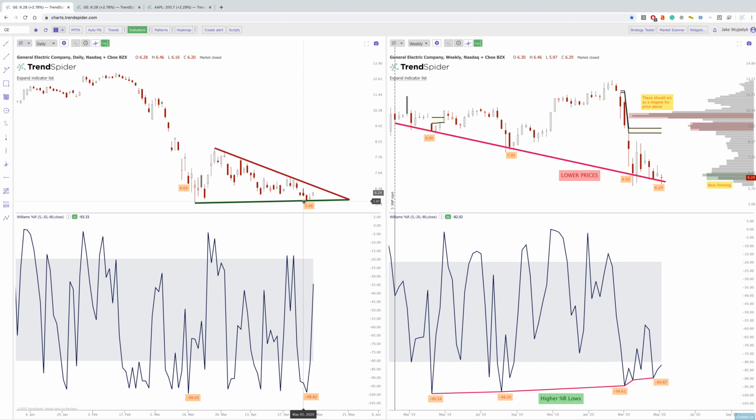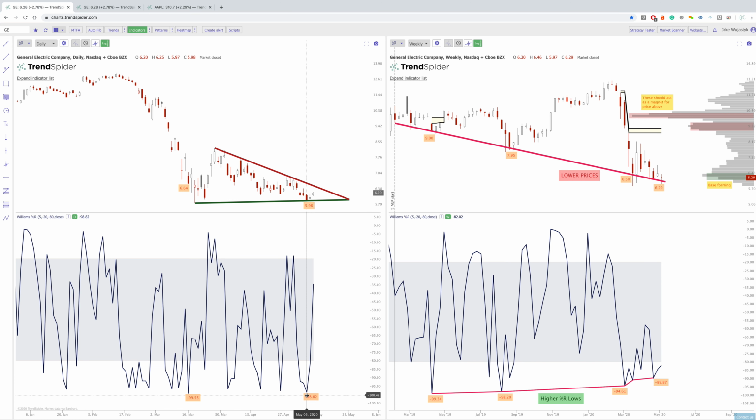Second, we've got divergence, both on the daily and the weekly. Notice here on this candle right here, we bottomed out at 664. The Williams percent range bottomed out at negative 99.55. If you look at this candle here, you've got a close at 598, and you've got a bottom on the Williams percent range at negative 98.82.